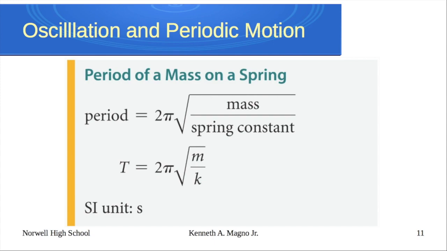But we end up that the period is equal to 2 pi, the square root of m over k. But remember, we know that the frequency is the inverse of that. So frequency ends up being 1 over 2 pi, the square root of k over m. And again, that's just coming from the fact that frequency is the inverse of period. So I basically just flipped everything.